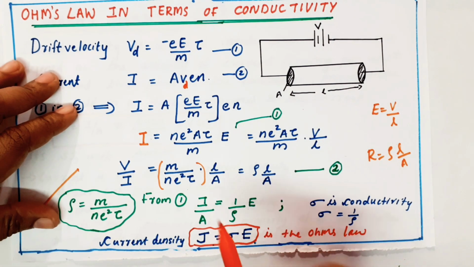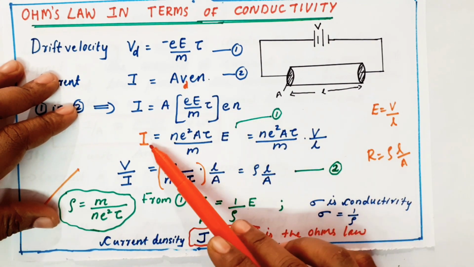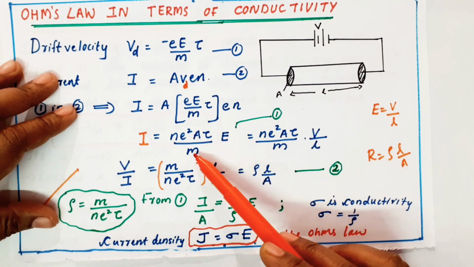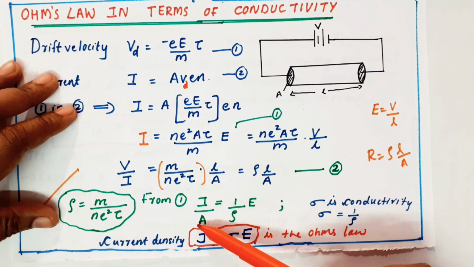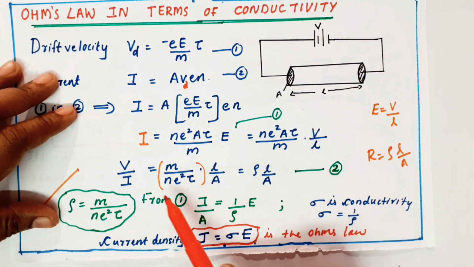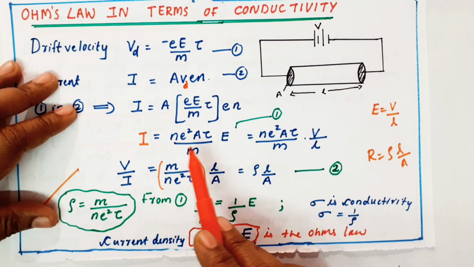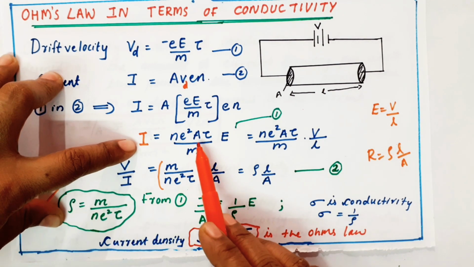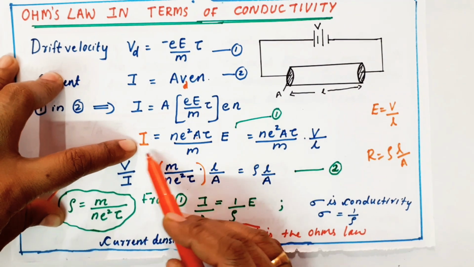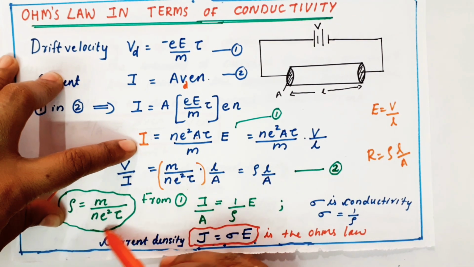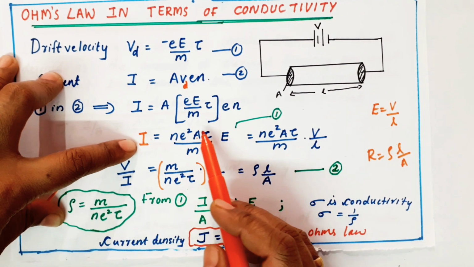Then you can write one more equation. You just see this equation again, that is I equals n e square A tau by m into E, which I kept as equation number 1. In this equation, if you take I by A, what term am I getting? This equation again we cross multiply. If I take I by A, the opposite of this term comes here: this is m by n e square tau, so this becomes n e square tau by m.